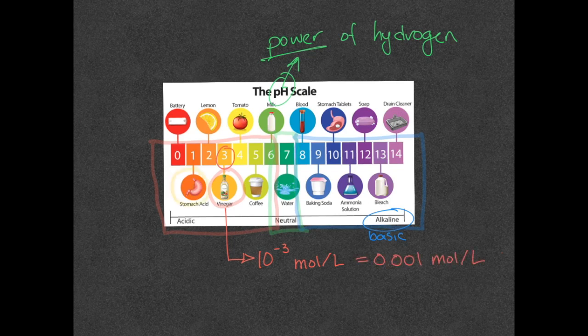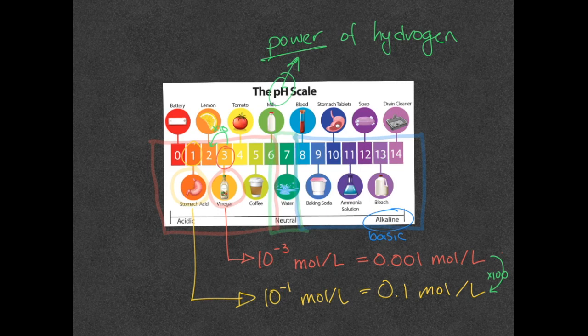On the other hand, stomach acid is at a pH of 1. And so that means it has 10 to the power of -1 moles per liter, which is 0.01 moles per liter. That's actually 100 times difference. With every single drop you make on the pH scale, you actually have a 10 times increase in terms of the acidity levels. And so 2 jumps is going to be 10 times 10, which is 100 times bigger.